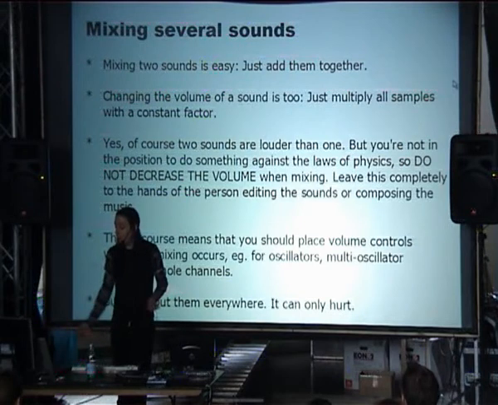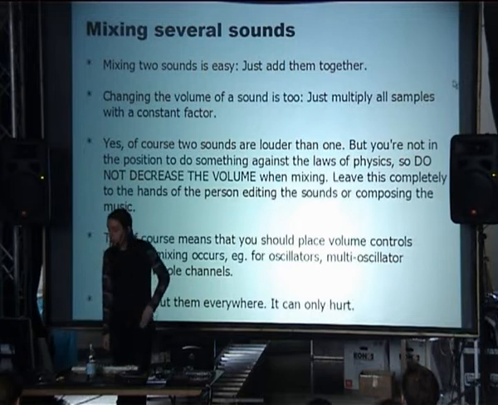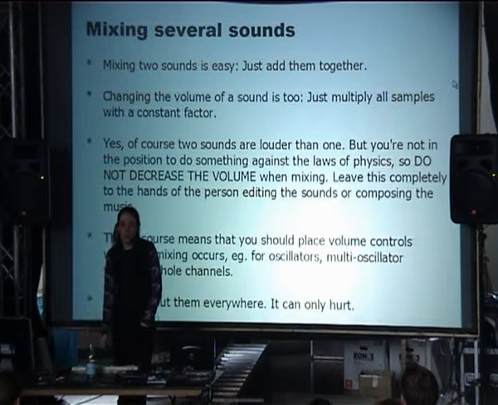Okay, changing the volume, of course we want to do that, but we want to do that manually, not automatically, is easy too. Just multiply a buffer with a constant. That's all. I mean, double the values and you get double the volume.